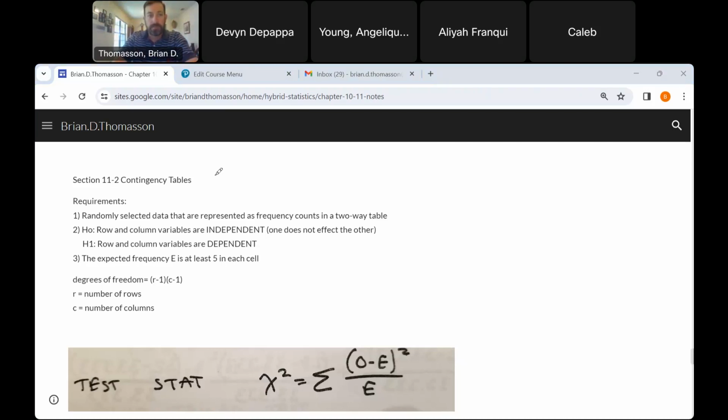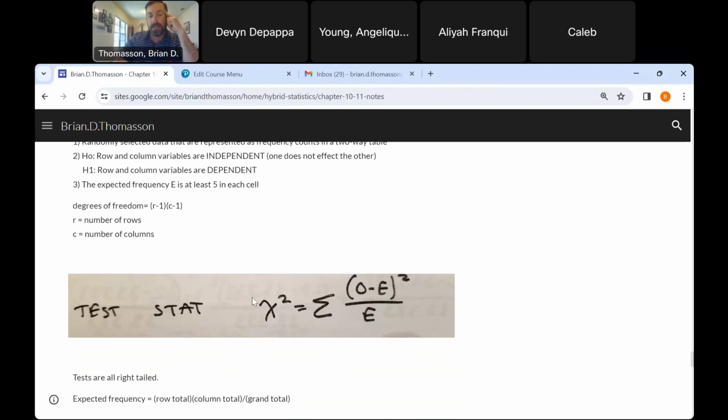Okay. So our H0 is that row and column variables are independent, meaning one does not affect the other, like sex and passing the course or not. H1 is that they're dependent, like your political affiliation and your feelings on abortion. Are those related? Yes. So independent or dependent. The other requirement is that the expected frequency has to be at least 5 in each cell. The degrees of freedom is funky. It's the number of rows minus 1 times the number of columns minus 1. And we'll look at that in a second.